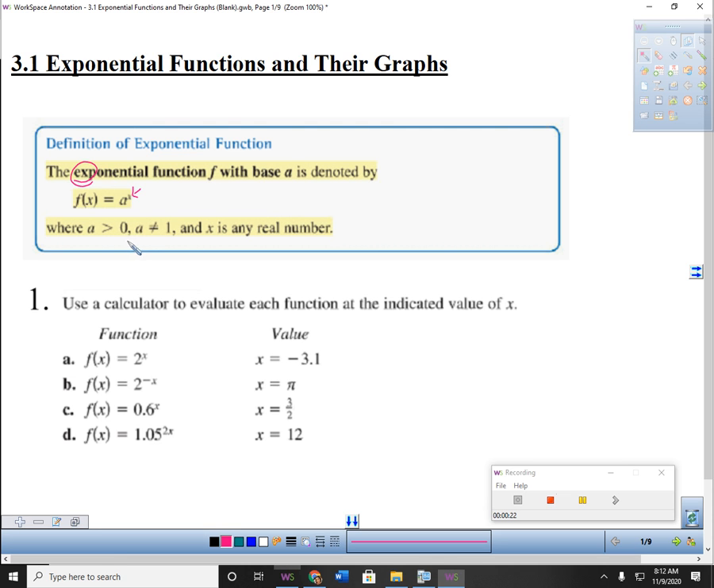Where a is bigger than 0, so in other words, your base is not 0 to something, right? It would be like 1, 2, 3, 4. And a does not equal 1. Okay, so in other words, a is bigger than 1. And x is any real number, okay?